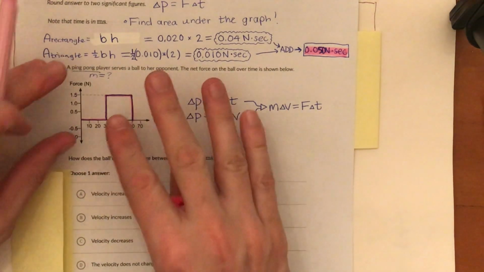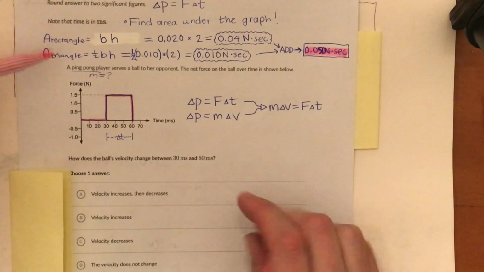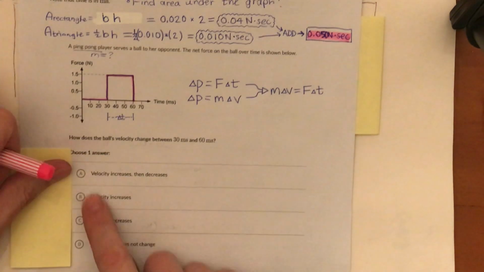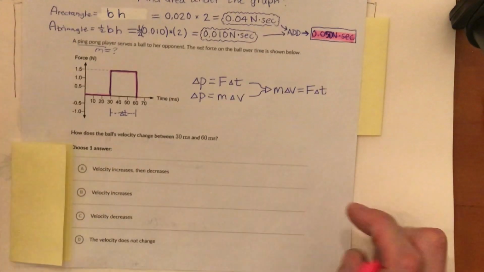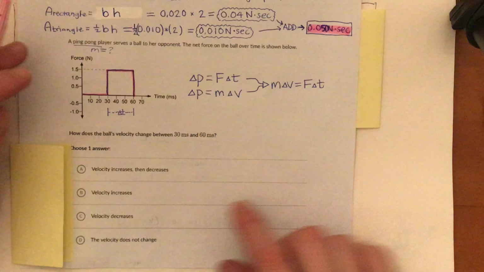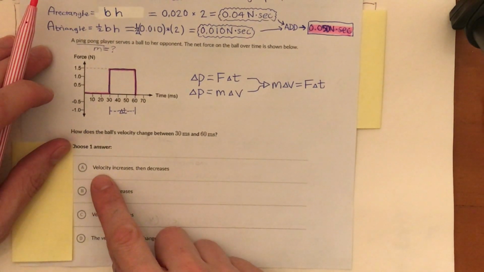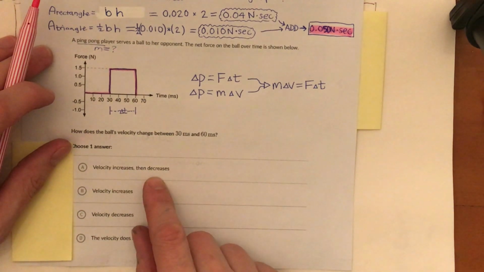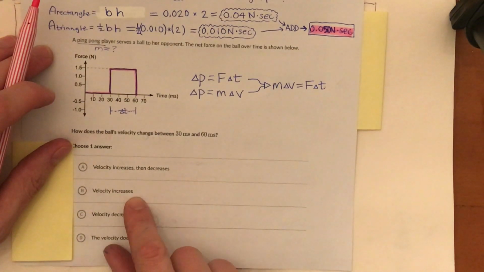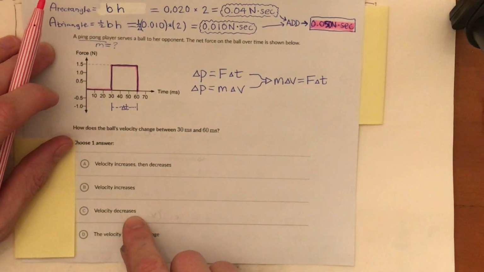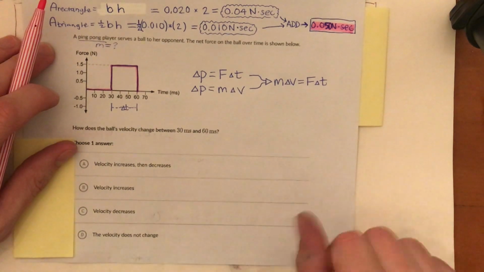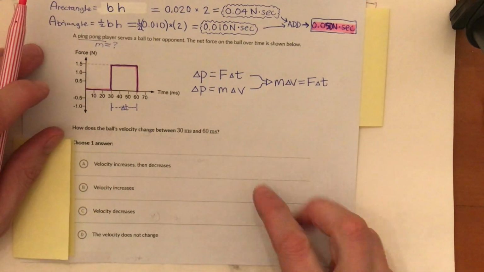So at first, this problem looks like it's set up to calculate, kind of like what we have up here, but notice the answers don't actually require us to do any calculations. All we have to identify really is whether the ball's velocity increases, then decreases, or whether it just increases the whole time, whether it just decreases, or that the velocity of the ball does not change.